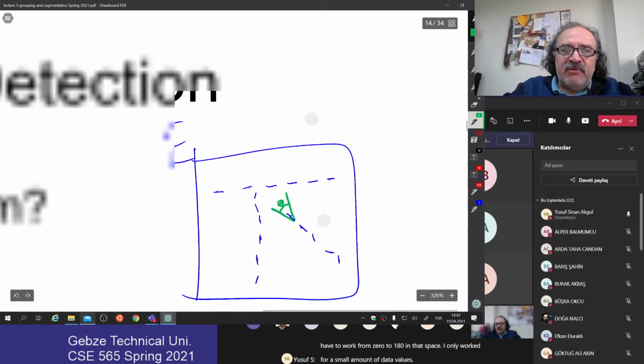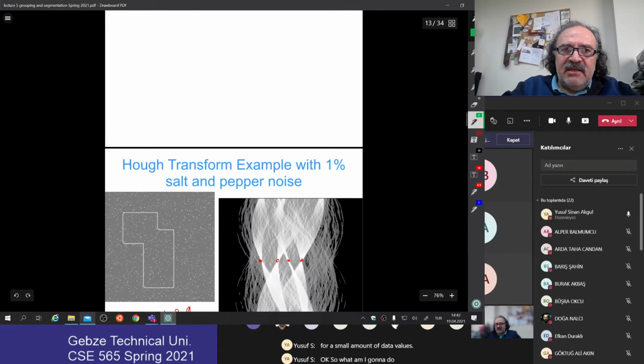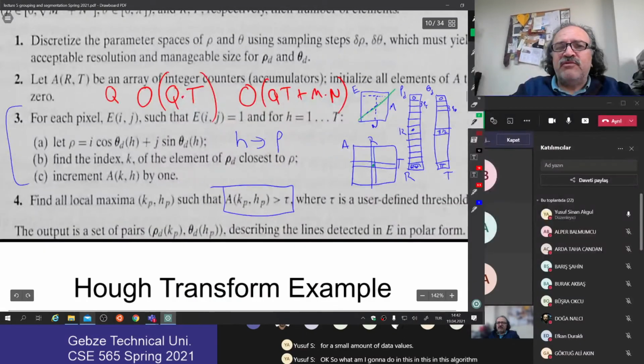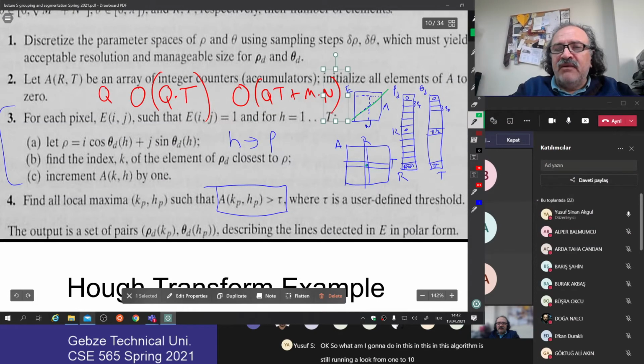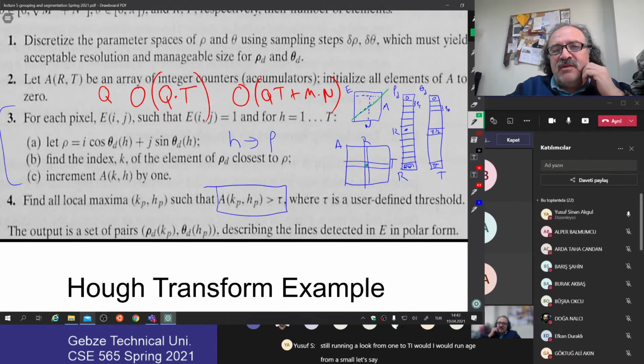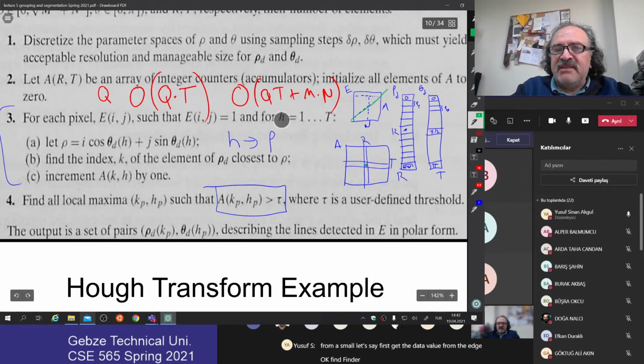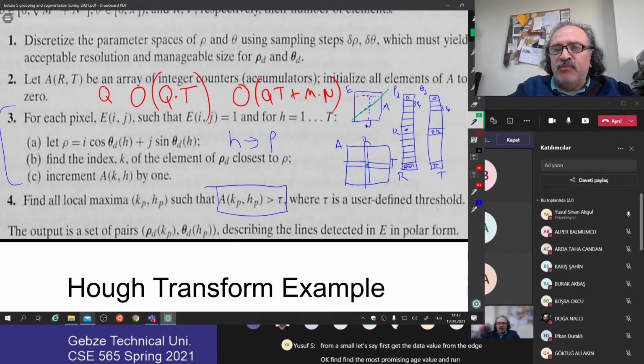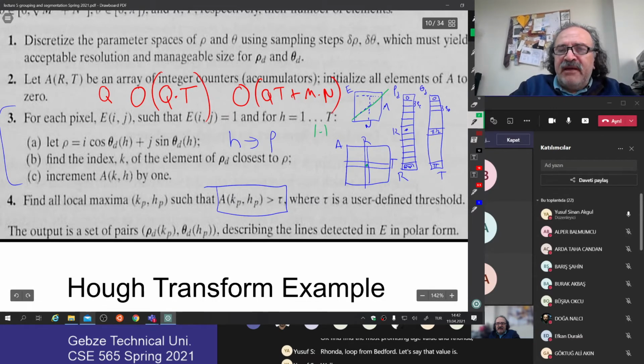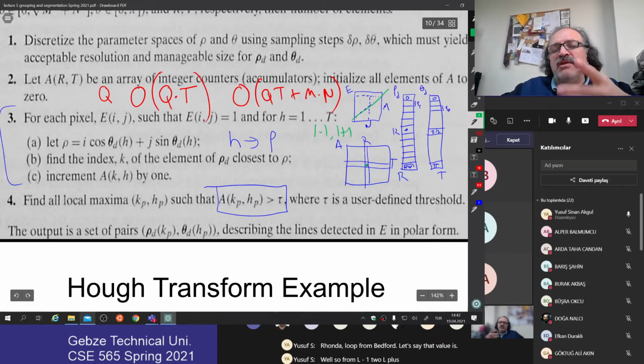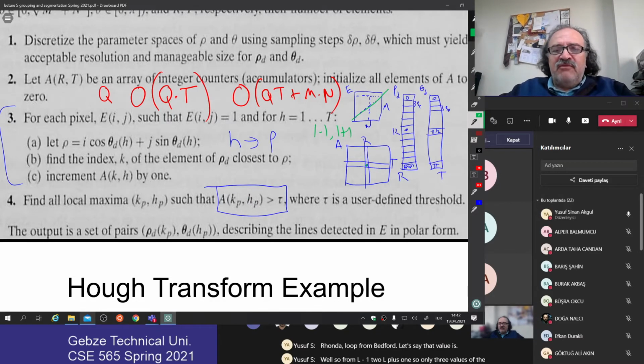So what am I going to do in this algorithm? Instead of running a loop from 1 to t, I would first get the theta value from the edge, find the most promising theta value and run the loop from that. Let's say that value is L, so from L minus 1 to L plus 1, so only three values of the theta range. So that will make our algorithm much faster.